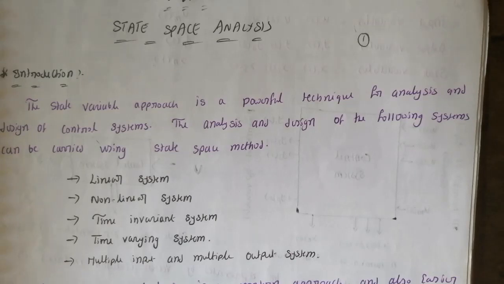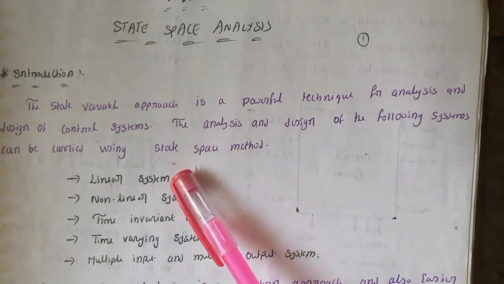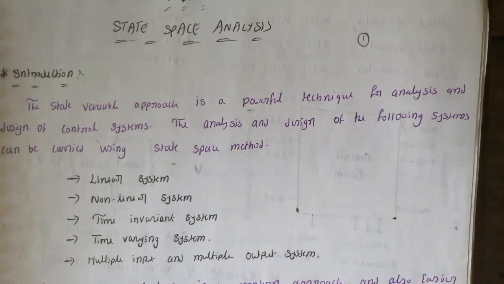Analysis in the sense you have to examine how the system will work for a particular condition, and this approach can be applicable for the following control systems. Let me see which control systems the state space analysis can be used for. The first one is a linear system. We call a system linear if it obeys the superposition principle.